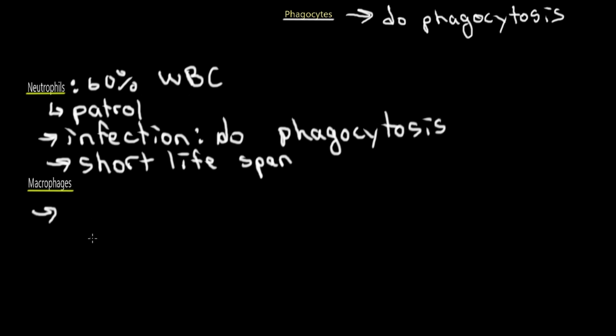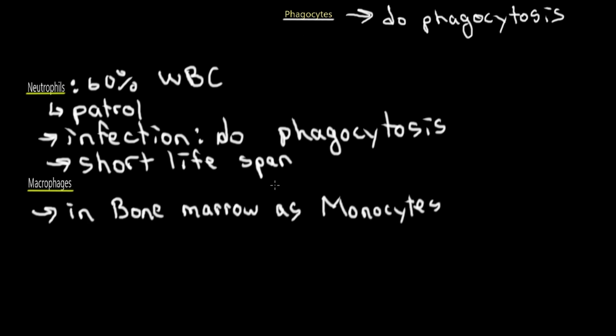Now, if we're talking about macrophages, they are originally made in the bone marrow as monocytes. So we discussed monocytes lead to macrophages. Then the monocytes are going to circulate around the blood, and as they leave the blood, they're going to develop into macrophages as they settle in organs. So they typically reside in organs.